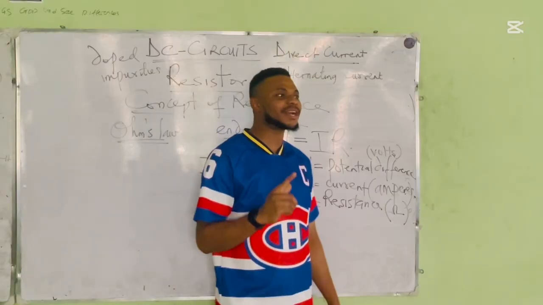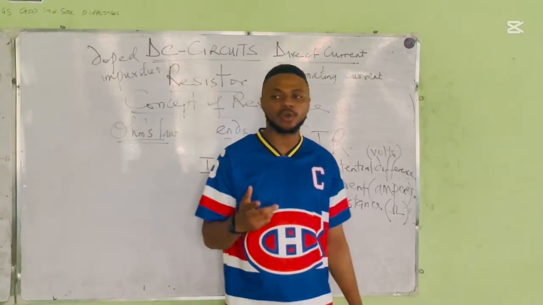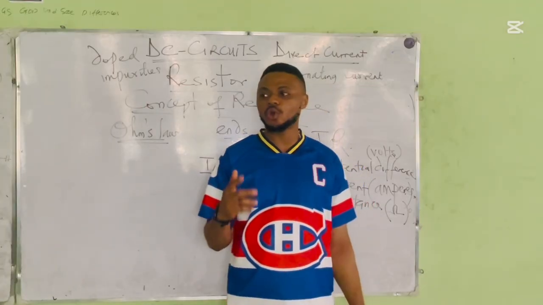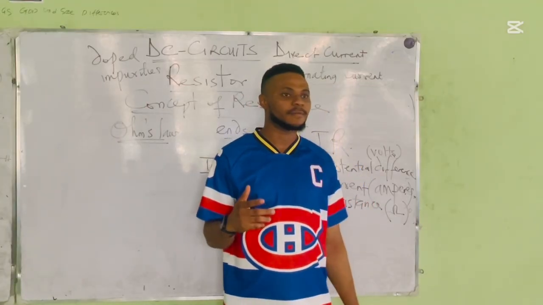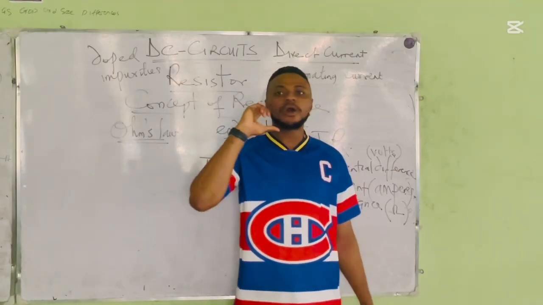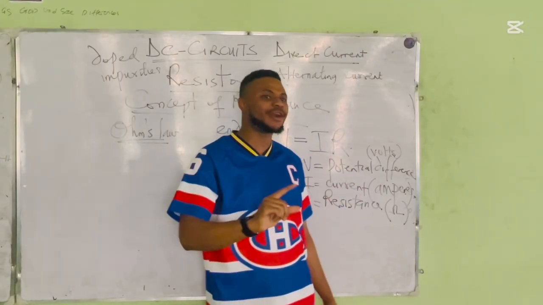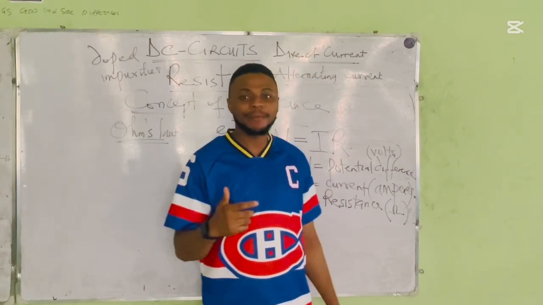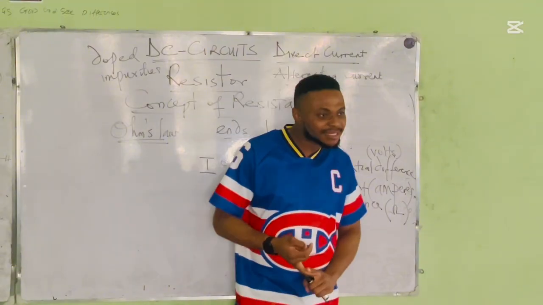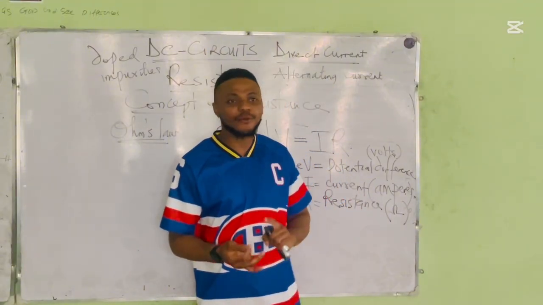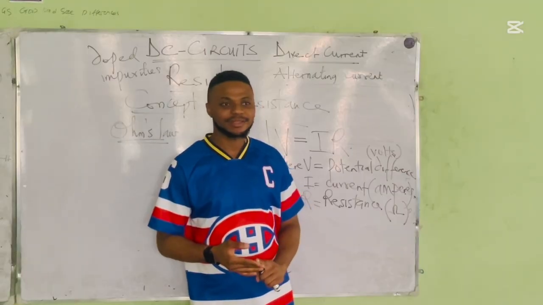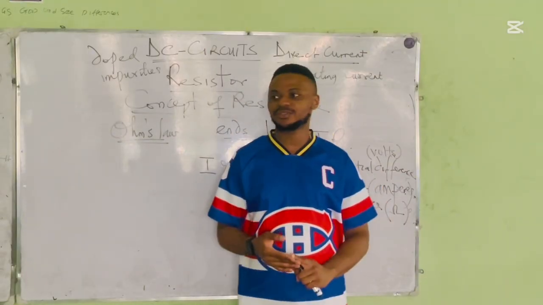Resistance is described as the property of a resistor to control or moderate the flow of electric current in a circuit. It's the property of a resistor to control or moderate the flow of electric current in a circuit.